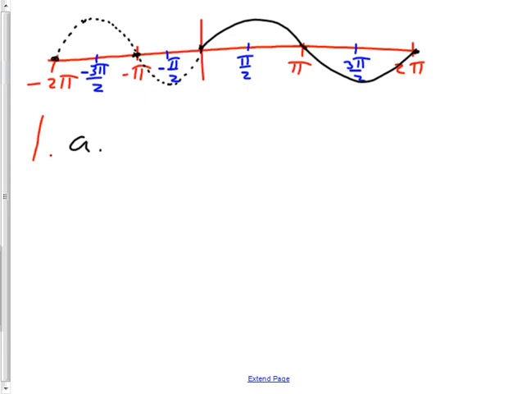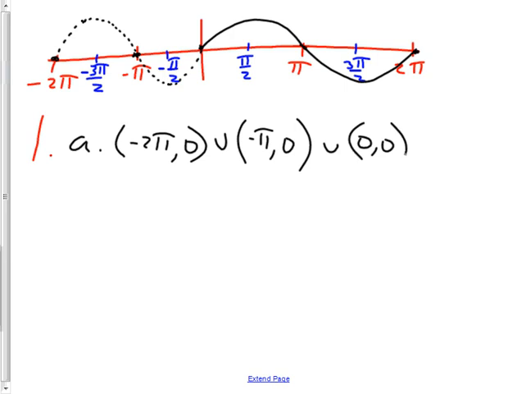To make it an x-intercept, you need y to be 0. So here's all the spots. Negative 2 pi, comma, 0. Union with negative pi, comma, 0. Union with 0, 0. Union with, etc. Just list all the x-intercepts like that. Remember, the x-intercepts are where y equals 0, so it's comma 0.